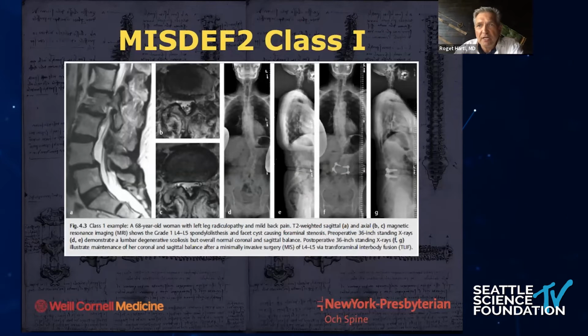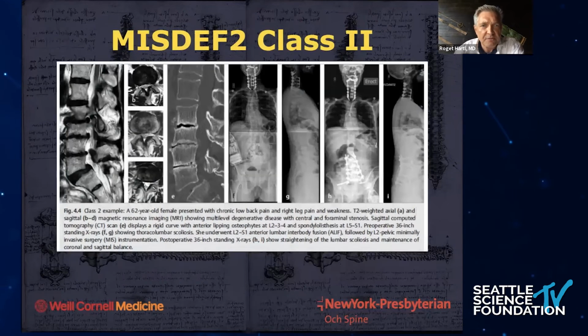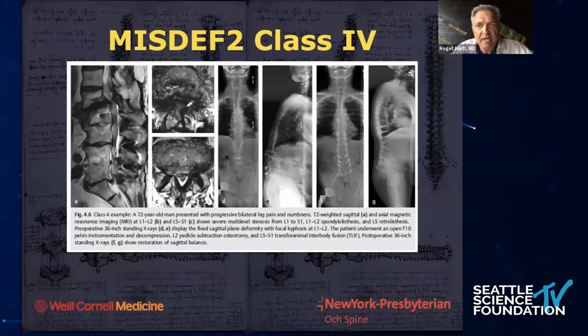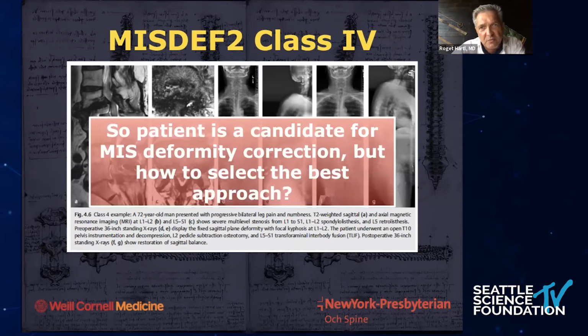Class 1 to class 4: class 1, class 2, and class 3 are mild to moderate deformity cases. This patient had a multi-level ALIF, and then MIS pedicle screw instrumentation and iliac screws. And then this patient had an ACR done, and then this patient had an open deformity correction because of the significance of the curve and the rigid curve that this patient presented with.